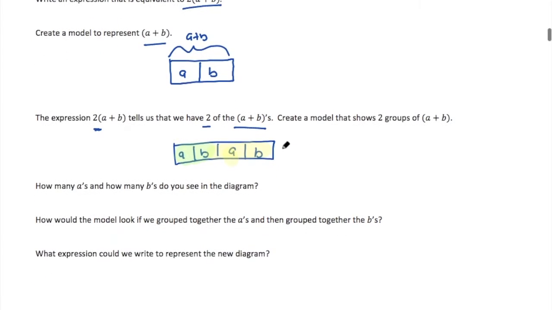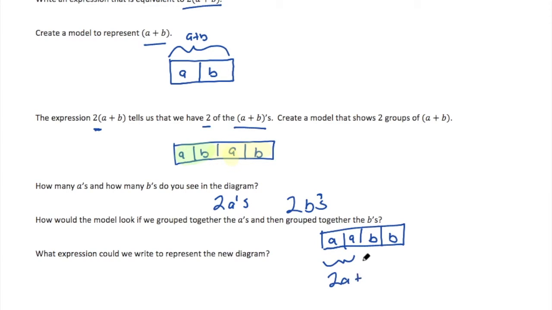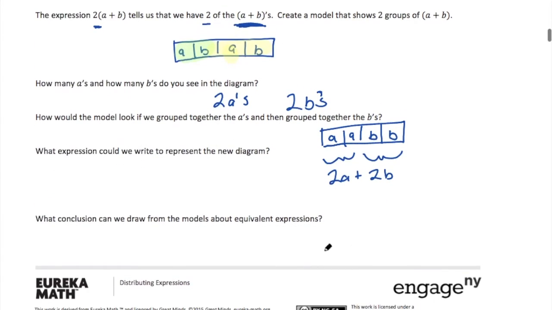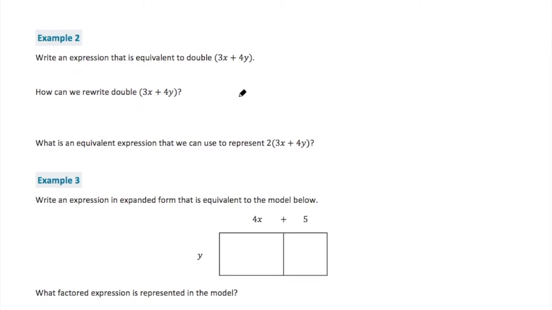Well, let's go ahead and think about this. We have 2 a's and 2 b's in this block. So if we were to make a new diagram that has the a's and b's grouped together, it would look like this, aa, bb. So what is that? That's 2 a's here, 2 b's there, added together. So we can conclude that what we started off with, 2 times the quantity a plus b, is the same as 2a plus 2b. This is the heart of the distributive property. Let's look at some more examples before we generalize.